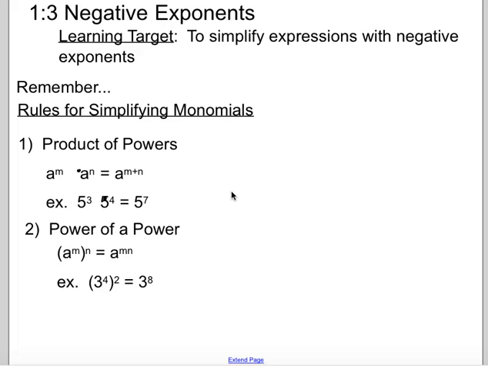Then the second rule for simplifying monomials is a power of a power, where you have a to the m all to the nth power. So in that case, you're going to multiply those two powers of m and n together. So you end up getting a to the m times n power. So the example there below is 3 to the fourth, and all that is to the second power. So then hence you went ahead and multiplied 4 times 2 and you got 8. So it becomes 3 to the 8th. And then you can go ahead and write that number, whatever that value is, and simplify it even further.